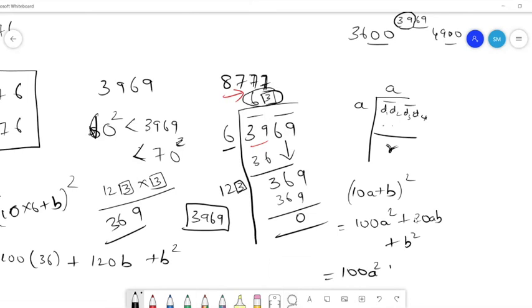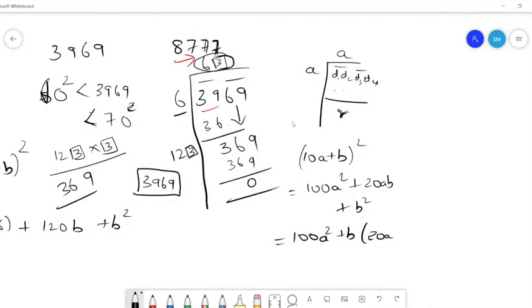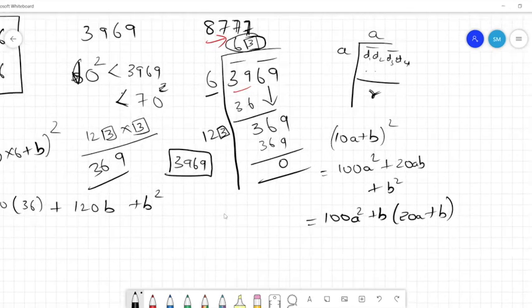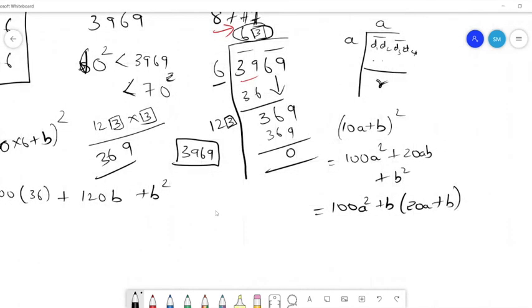So 100a square, if I remove the b, I would get 20a plus b. Yes. 20a is nothing but 2 into 10, 2 times a. 2 times a is nothing but you are adding a twice, a plus a. Exactly. Right. So here, this 120b. So now if you take 120b plus b square, and if you remove b out of this, I get 120 plus b.